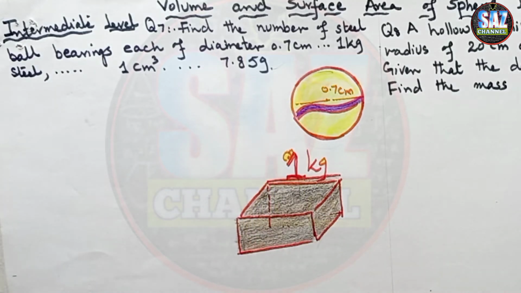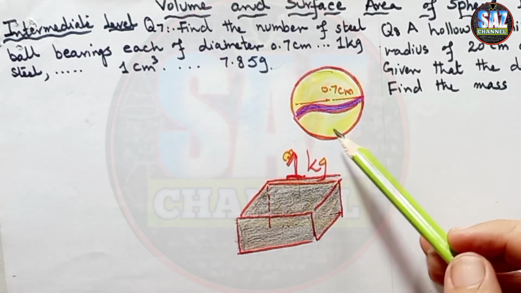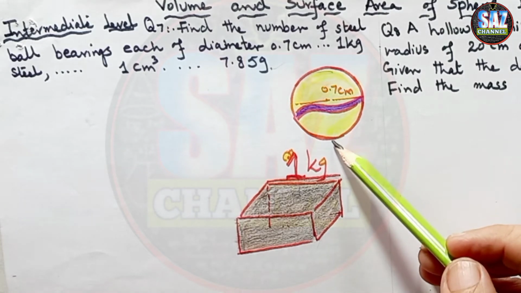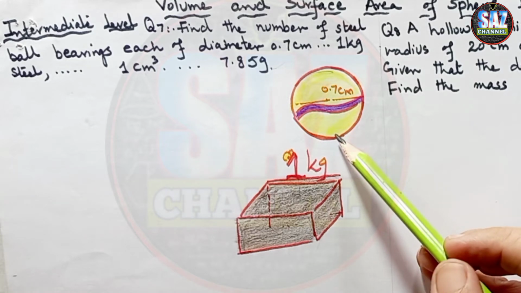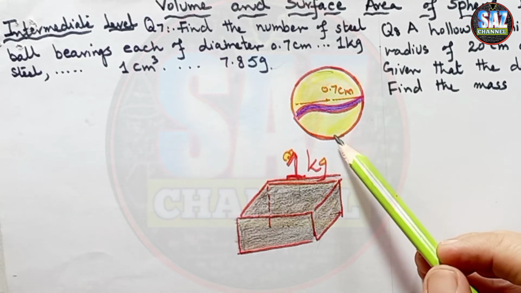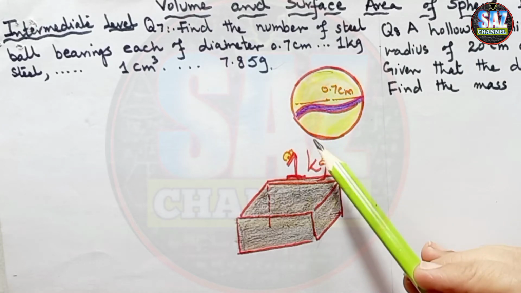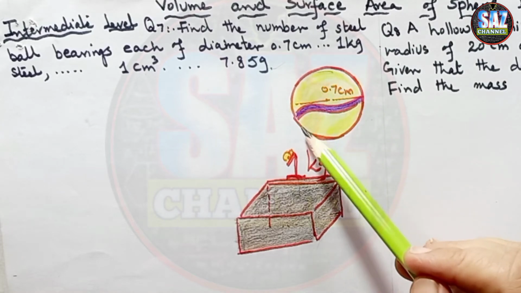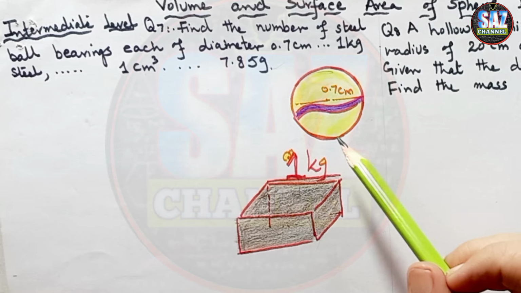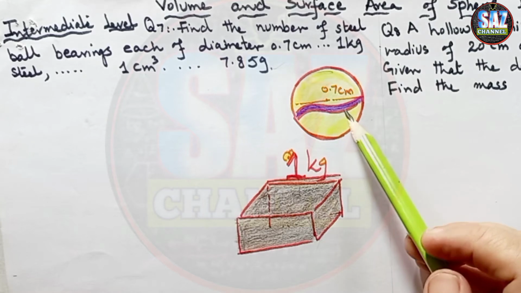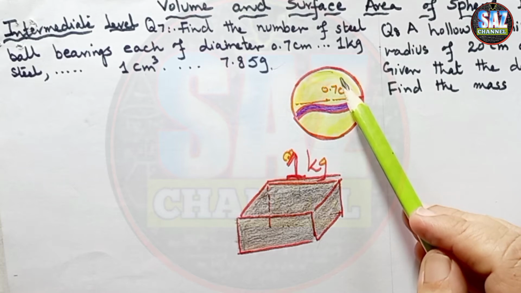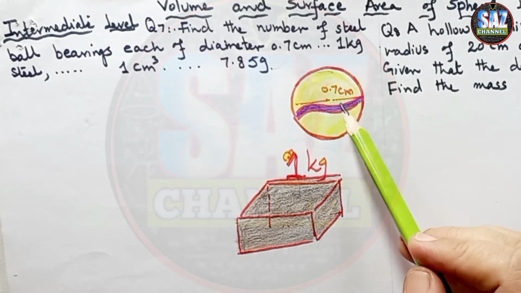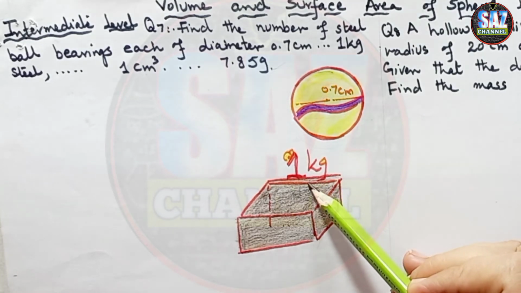Okay, let's try to understand the question again, and let's try to clear our concept with the help of diagram. I always ask my students to make small sketches to clear your mind. Now the question says that we have to find how many steel ball bearings in the form of a sphere, where one steel ball bearing has the diameter 0.7 centimeter, can be made from 1 kg of the steel.